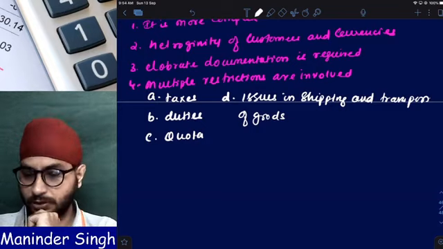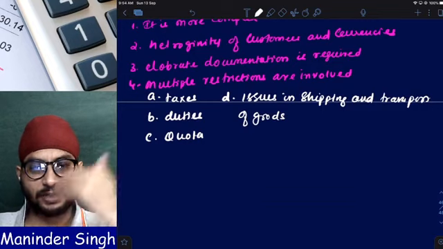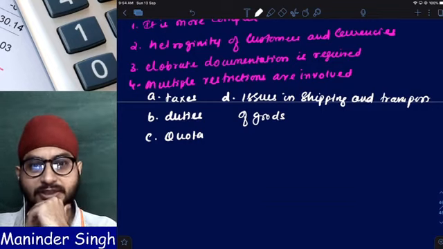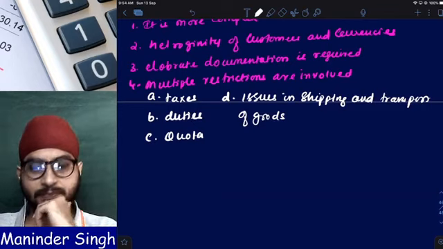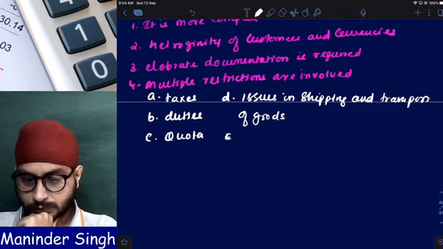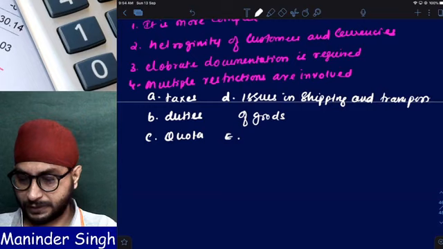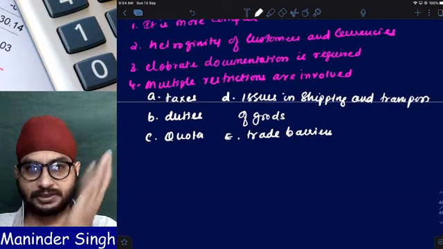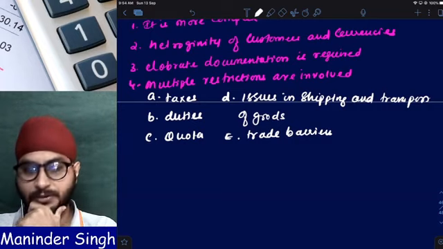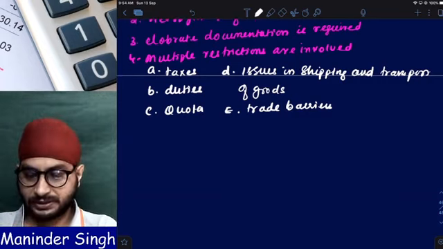Why? Because of shipping. It's not as easy to transport goods from China to India. It's not that easy. A lot of restrictions are there. A lot of issues will be there. Clear? Next, trade barriers. We have seen trade barriers, right? Barriers to trade. In recent chapters we have seen what the trade barriers are.